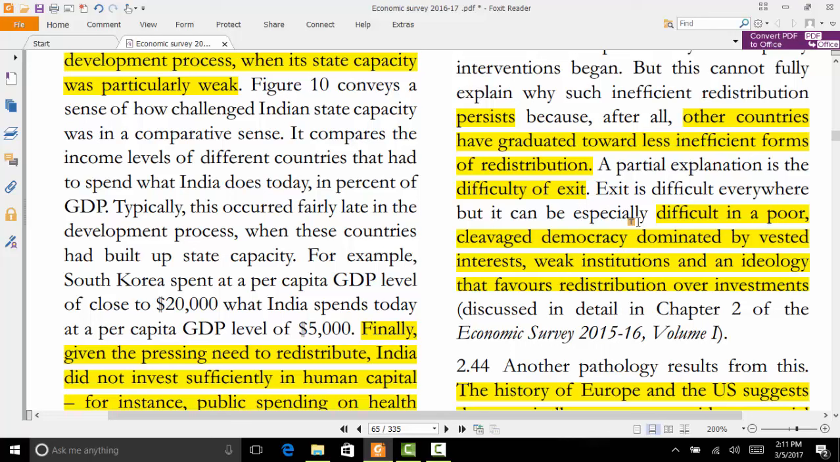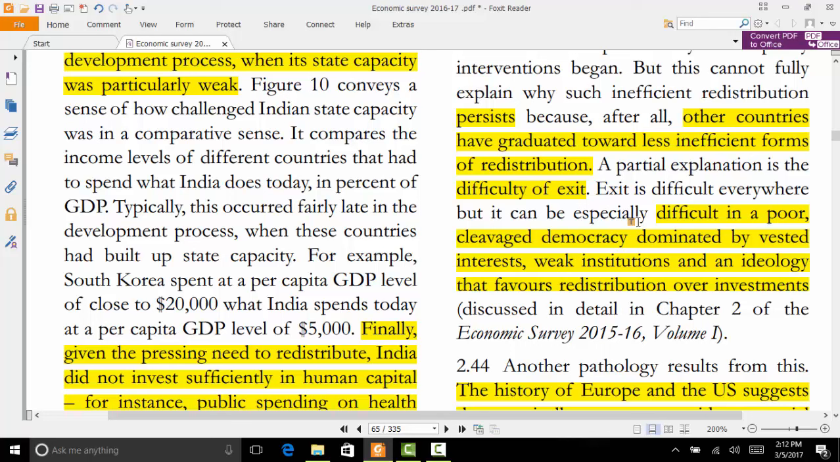So it has discussed how the state capacity was weak and how this redistribution was inefficient, but why is it still so? One of the reasons given is the exit problem. Why the exit problem in India still now? In a poor, class-less democracy, there are three issues: vested interest, weak institutions, and ideology. What about vested interest? Just understand them one by one.